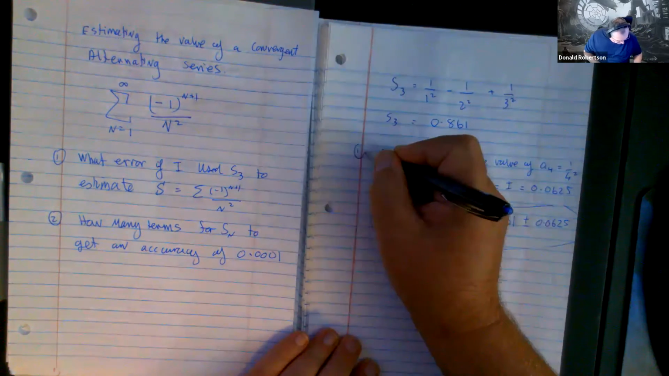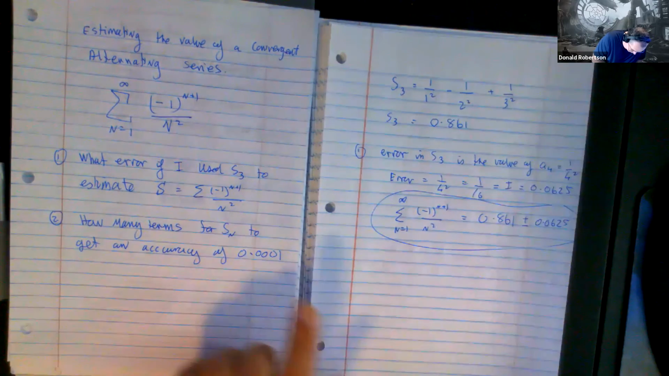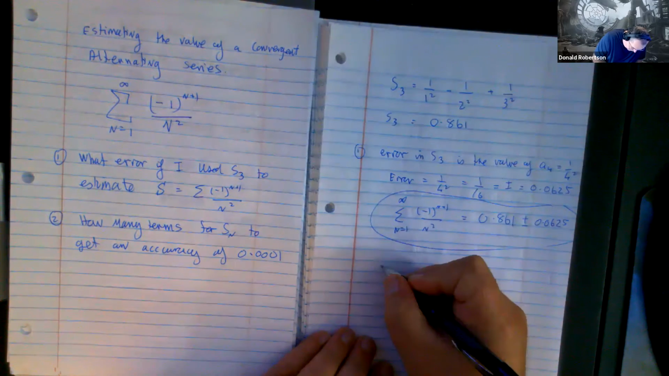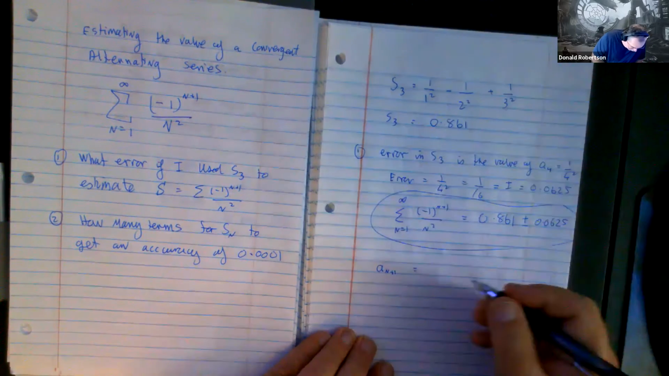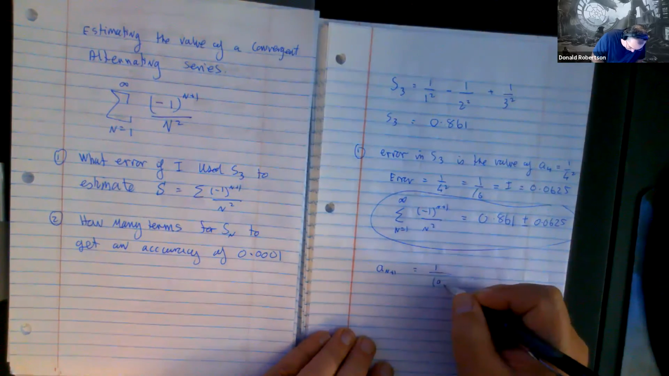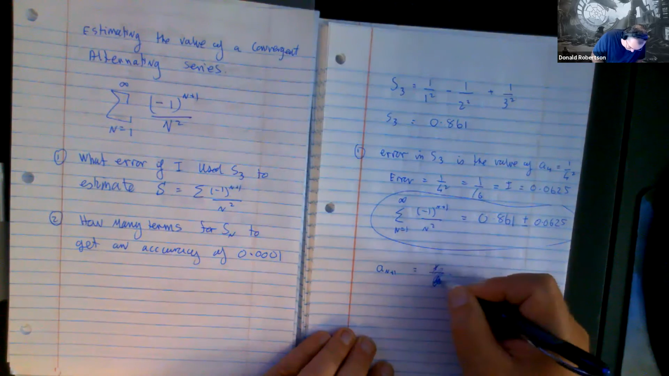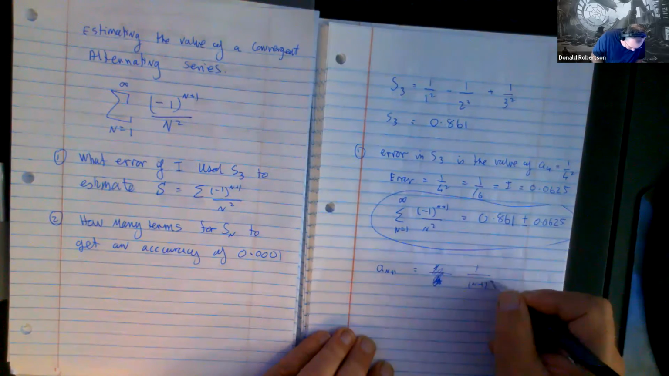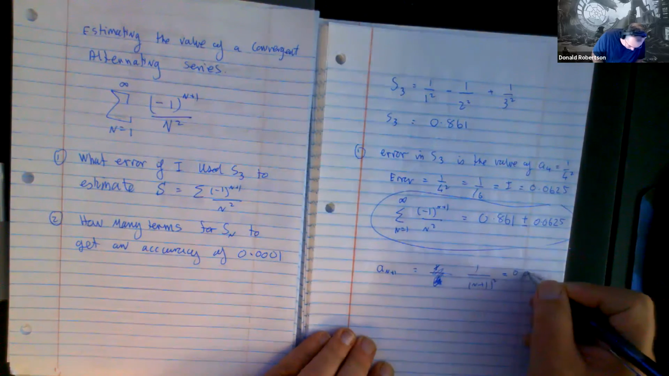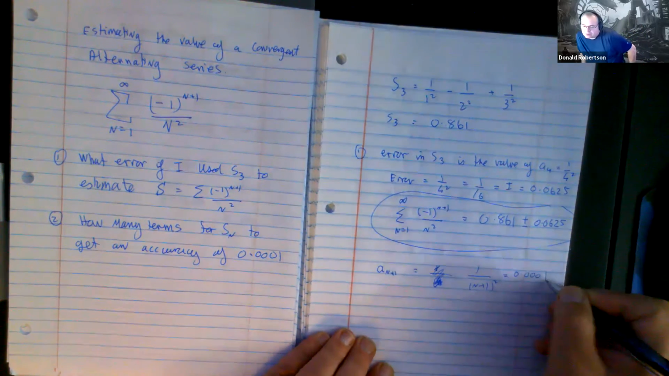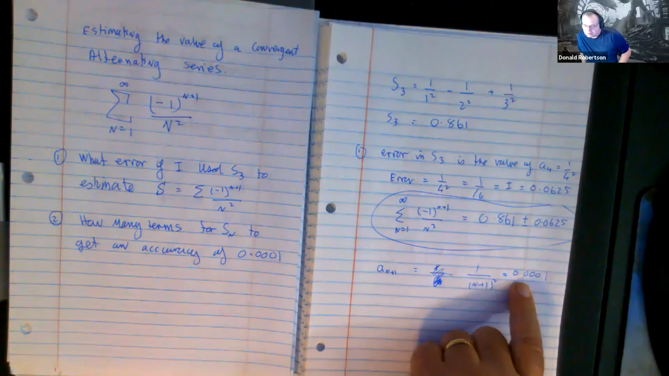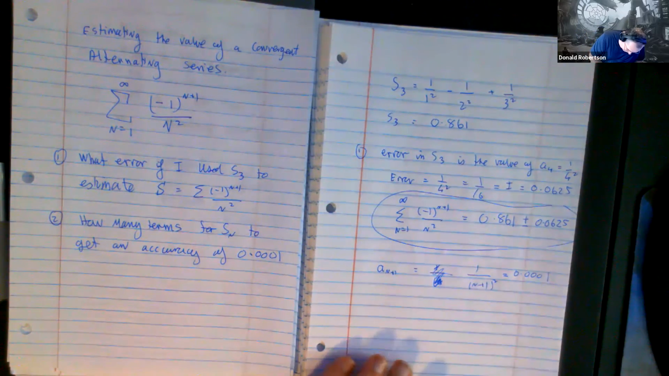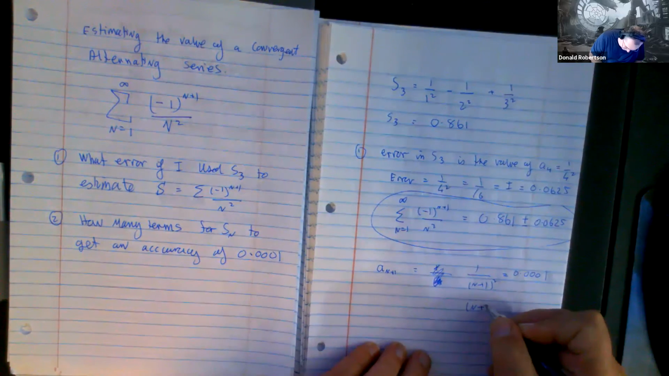Let's do it. How many terms then to get this accuracy? Then we know that a(n+1), the next term, is 1 over n plus 1 squared, and it has to equal 0.0001. So basically, we just need to solve when does this guy equal that number, because this guy represents our error, and n will tell us how many terms. I would solve it by doing this little trick.